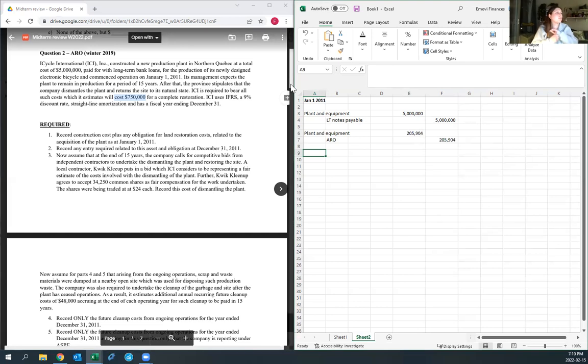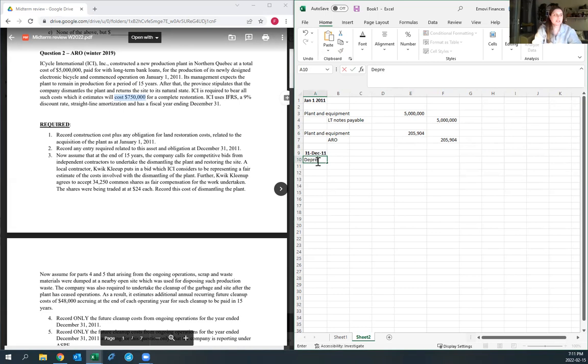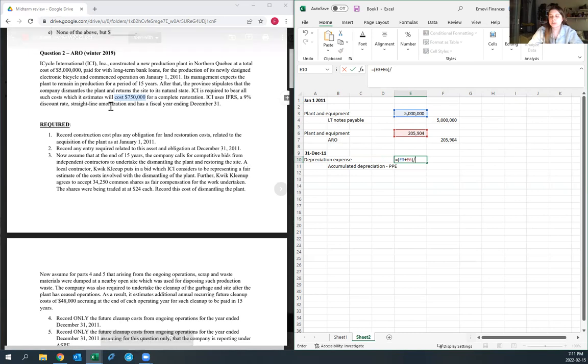Then for requirement 2, they're asking you to record any entry required related to this asset and obligation at December 31st, 2011. So the first thing that you want to recognize is your depreciation expense for your asset, because now you have a new asset, right? So you want to put it in your books. So it's depreciation expense and accumulated depreciation. The amount, the book value now of your PP&E is the 5 million plus what we recognized with the ARO, so plus the 205,000. There's no residual value, and they're using straight line amortization, so we're just going to divide it by 15 years.